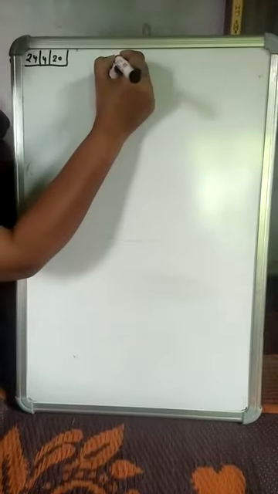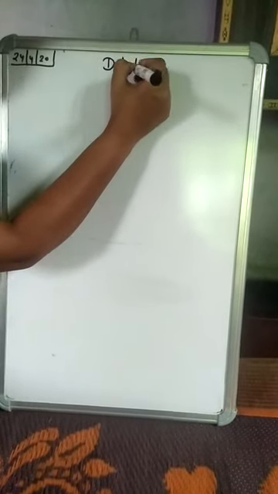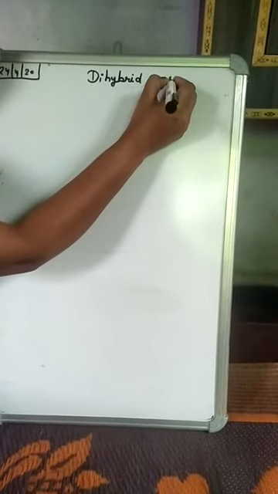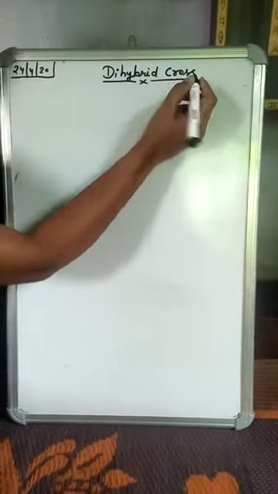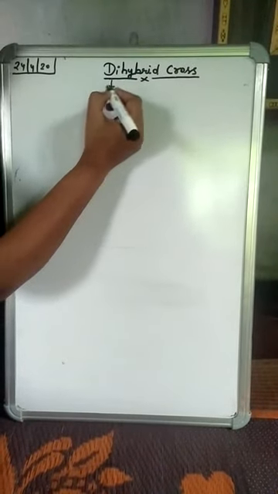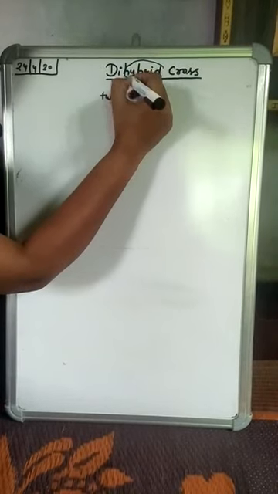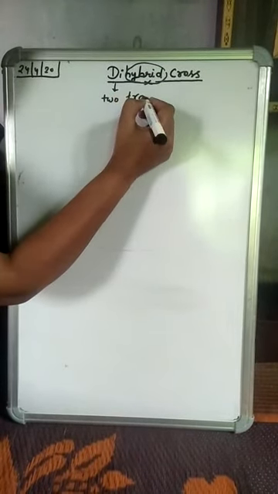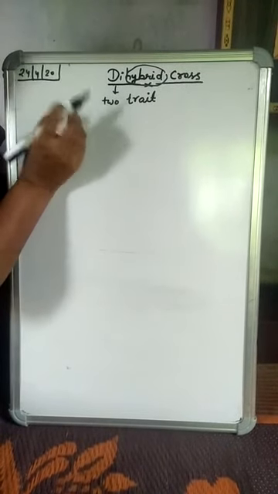Hello students, in the last video we read about the monohybrid cross, and on the basis of the monohybrid cross, Mendel has given two laws which we read earlier. Now we are going to start the dihybrid cross. Di means two characters, and a breeding experiment conducted for two traits is called a dihybrid cross.